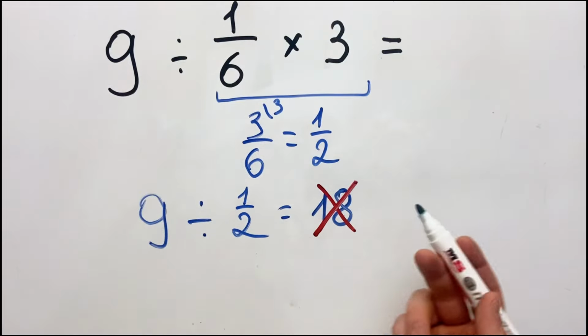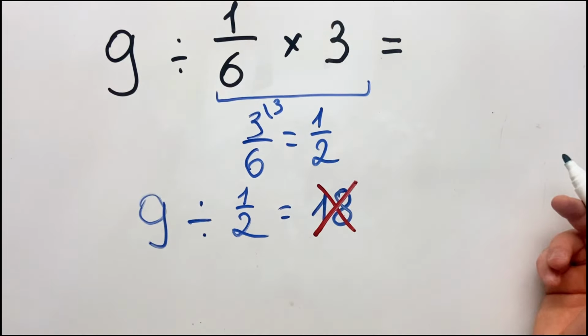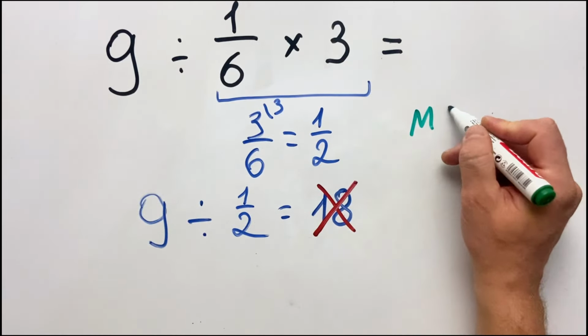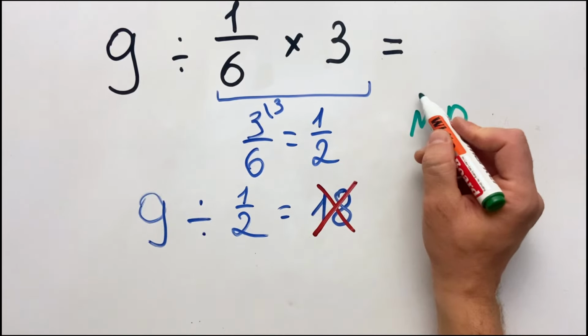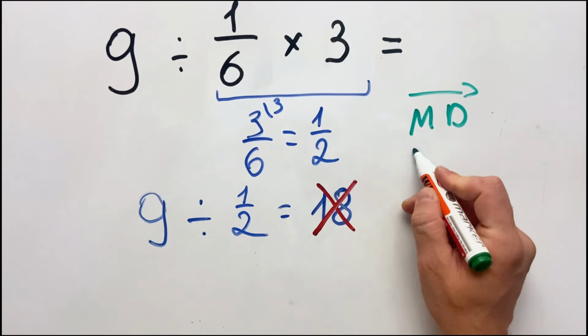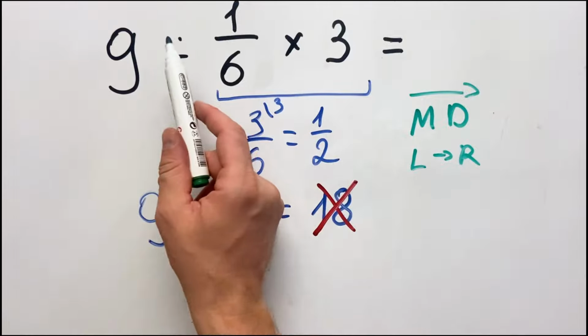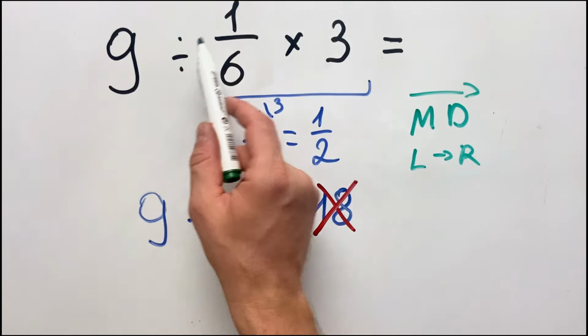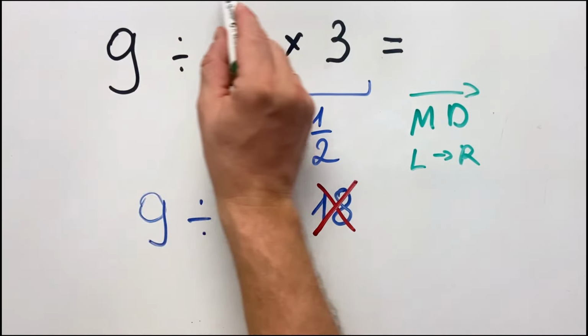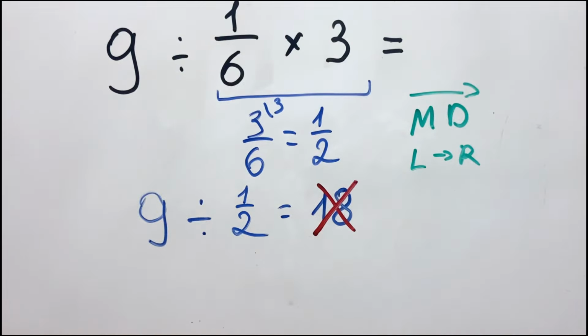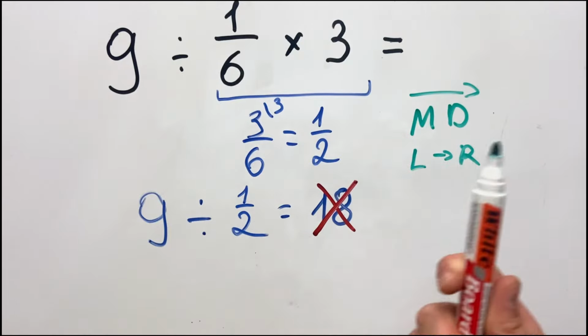Why is this answer not correct? Because according to the order of operations, multiplication and division must be done from left to right. So in an expression where we have multiplication and division, we always need to do it from left to right to not get confused and to get the correct result.